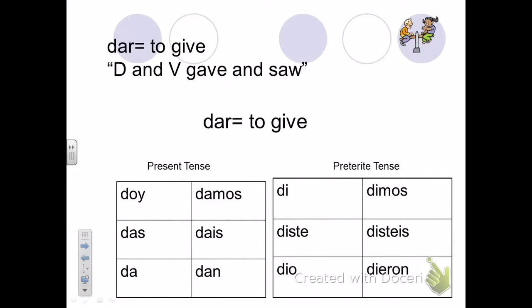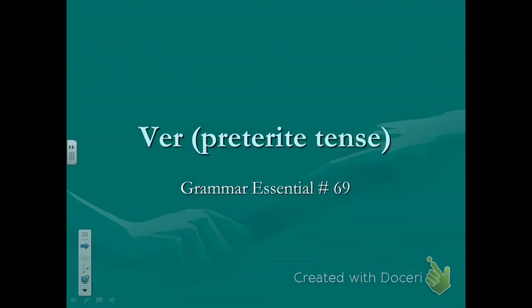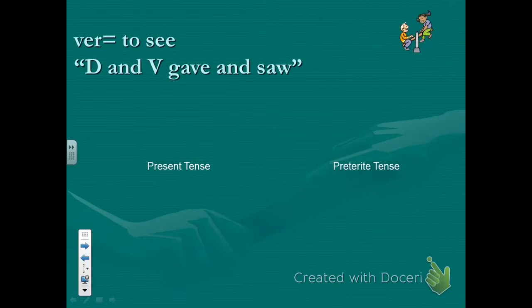Great. Okay? Questions over dar? Okay, so here's ver. Ver means what? To see. Just looking at and seeing whatever. This is the most passive of those verbs.